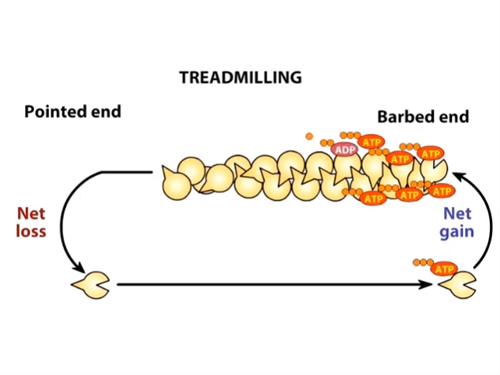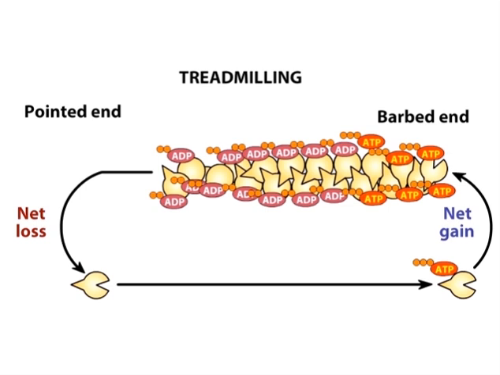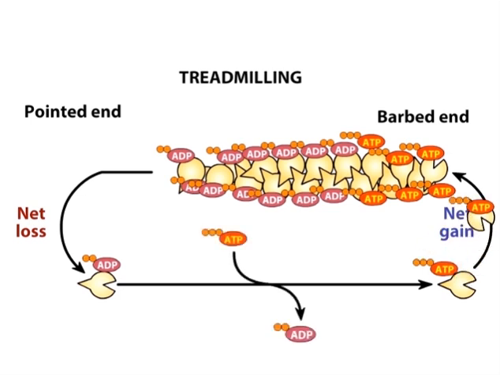However, soon after polymerization, ATP is hydrolyzed to ADP, resulting in a zone of ADP-bound monomers toward the pointed end of the filament. ADP-bound actin, which is primarily at the pointed end of the filament, dissociates more readily from the filament than ATP-bound actin. In contrast, actin bound to ATP associates more readily with the rapidly growing barbed ends. ATP binding and hydrolysis play a key role in the dynamic behavior of actin filaments.